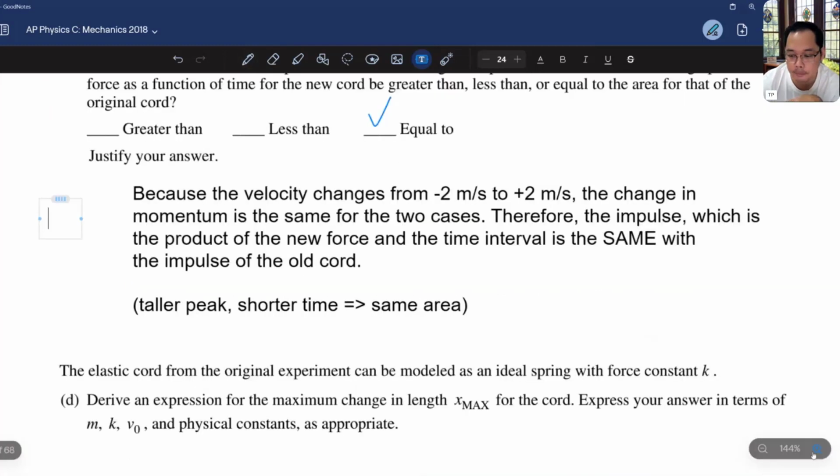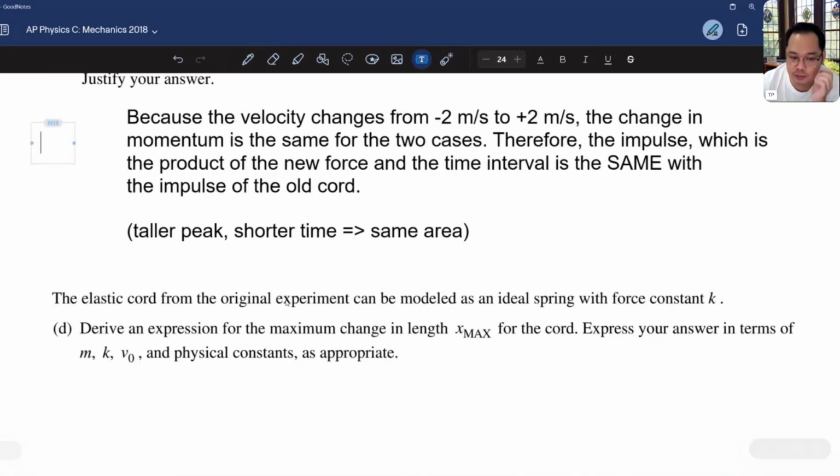Okay. Yes. Question D, the elastic cord from the original experiment can be modeled as an ideal spring with a force constant K. Ideal spring. Derive the equation for the maximum change in length of the cord. Change in the length of the cord. Express your answer in terms of M, K, V0 and physical constants as appropriate. Maximum change in length. Meaning the maximum extension. That maximum extension is equal to the maximum force divided by the spring constant.